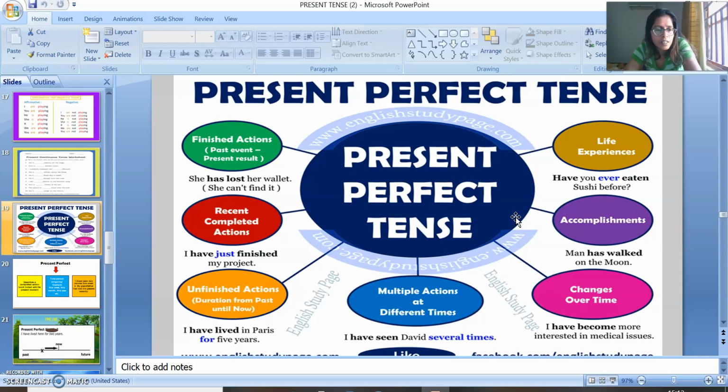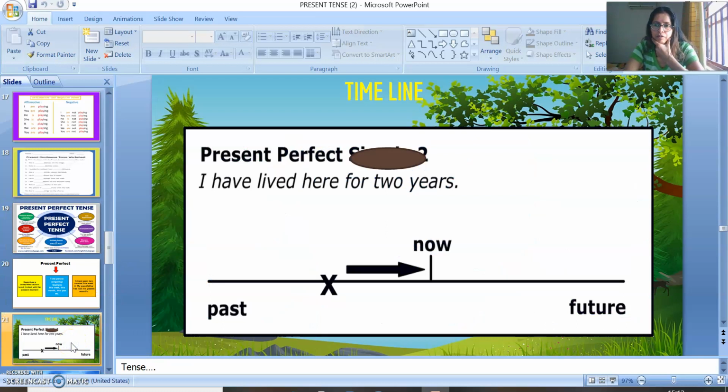Now let's see this timeline to understand present perfect tense in a better way. Timeline, this shows the present time, and this stands for past obviously, and this is future. So if I say I have lived here for 2 years. Suppose I say Delhi. I have lived in Delhi for 2 years.